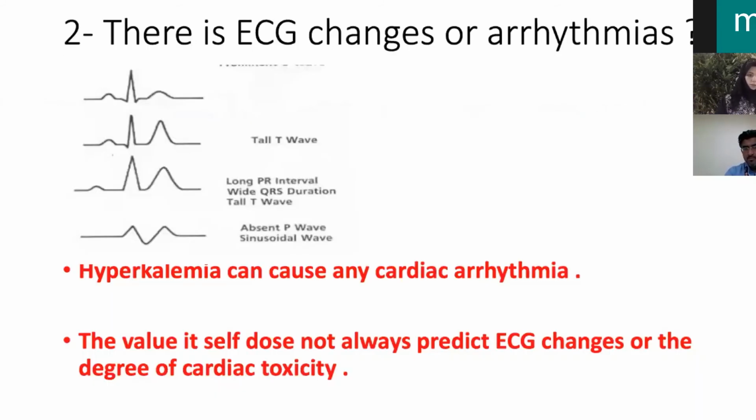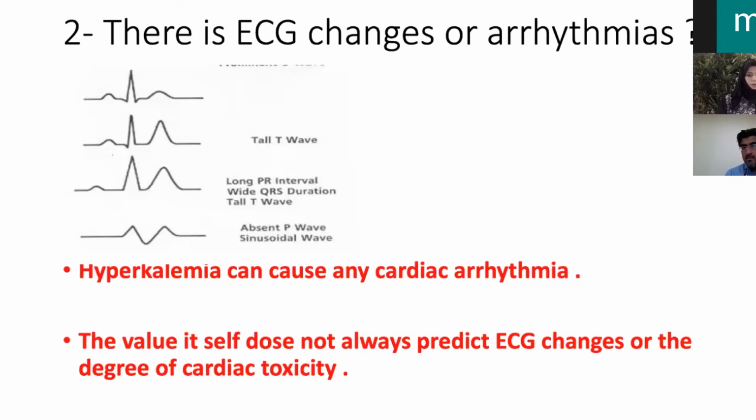And the second question is whether there are any ECG changes or arrhythmias. So these are the typical textbook ECG changes in hyperkalemia, starting from tall or tented T waves to long PR interval, wide QRS, then to the sine wave. People still read from text, most of us read text. It's mentioned there, the ECG changes related to the potassium level.